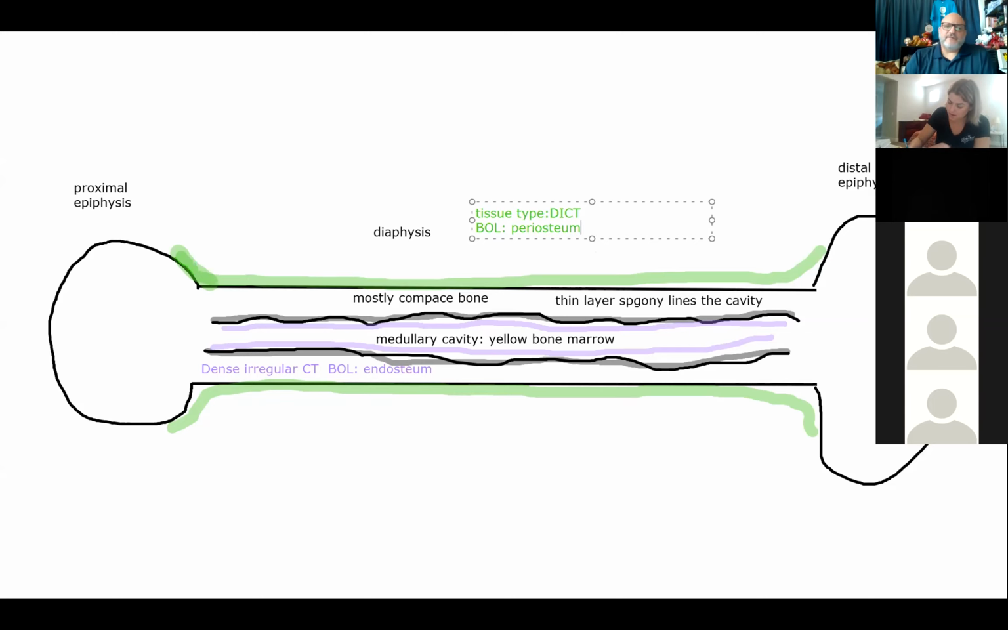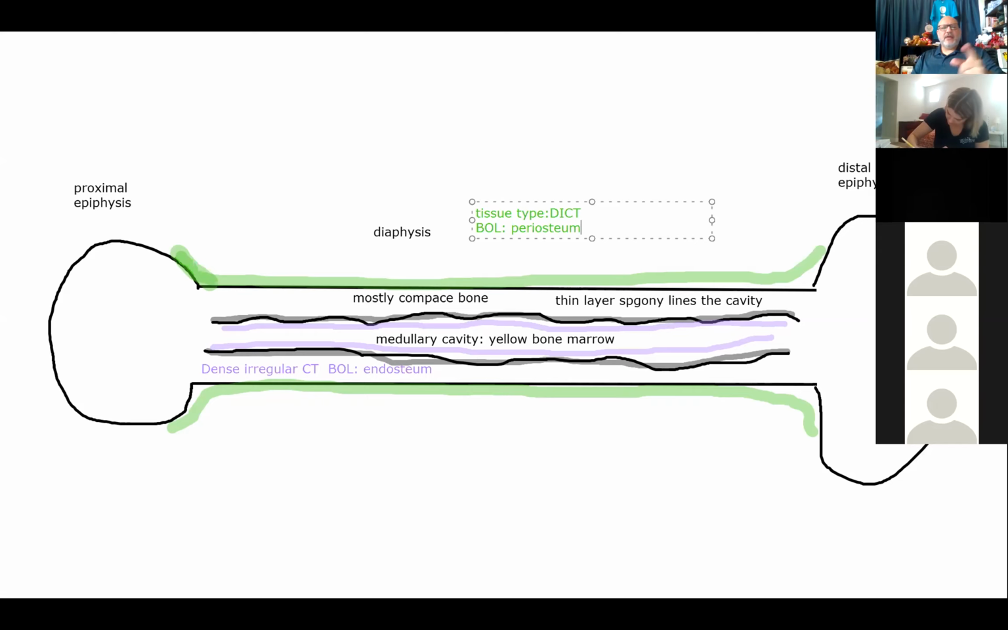There is no difference between the purple layer and the green layer. Both are dense irregular connective tissues. The only difference is their location. One is on the outside of the bone, so that one, its location, we call it a periosteum. One's on the inside of the bone. That location, we call it an endosteum. But both are dense irregular connective tissues.